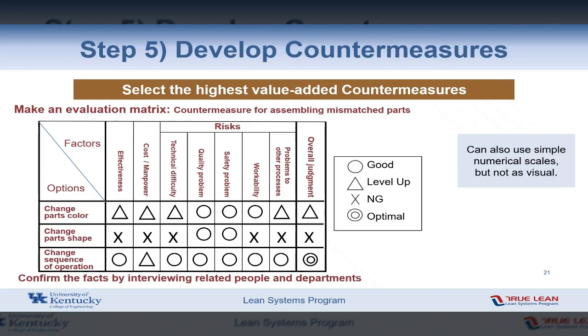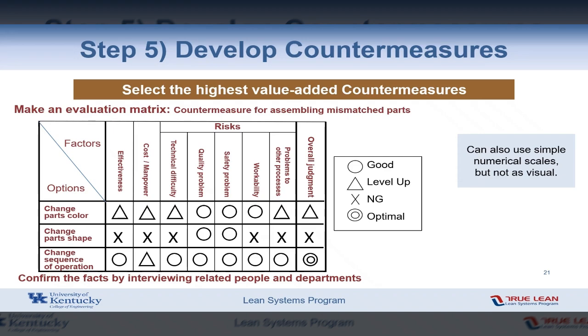Finally, the right final column. Based on the factor evaluations for all the other items, we will give an overall judgment for each of our options. We will use the same kinds of symbols to indicate good, okay with concerns, and not good. But there is an additional symbol we introduce here. The double circle will be used for the option that we are declaring as optimal or best.